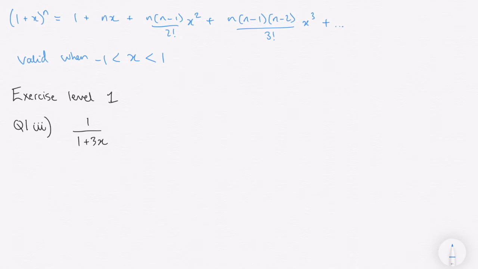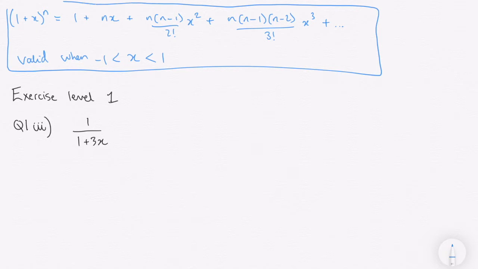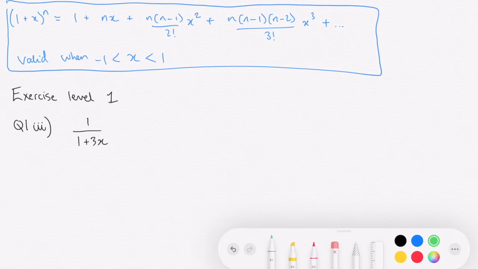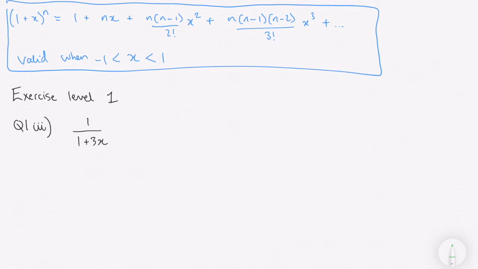In this video, I'd like to provide the solution to some of the questions from exercise level 1 from the A-level Mathematics Further Algebra section 1, the General Binomial Expansion. And at the top of this page, I've written down our general result for binomial expansion that we're going to use in these questions.